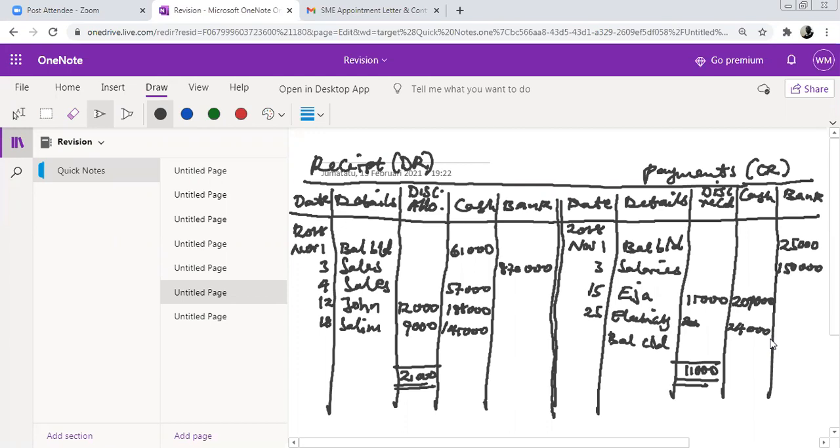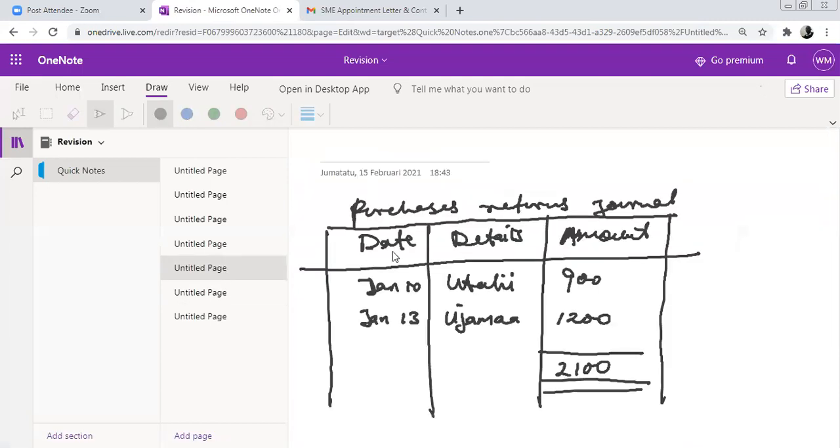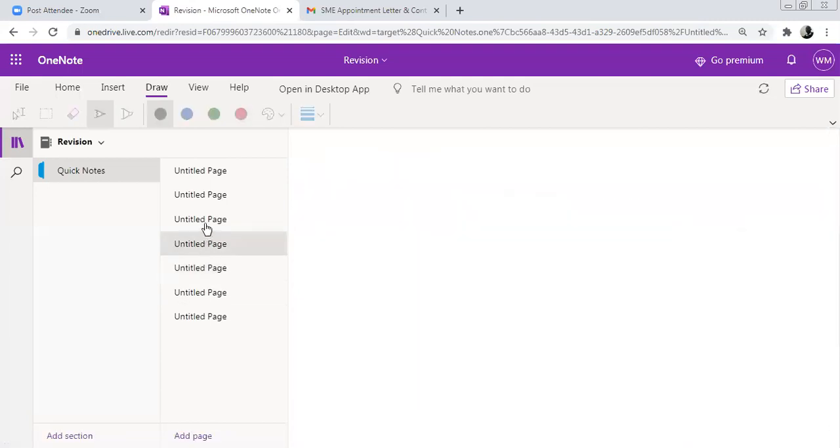The two column cash book does not have the discount columns. It only has the date, details, cash and bank. It does not have the discounts. But the three column has the discounts. And actually that is what makes it have three columns, because each side has got three columns for recording the amount.